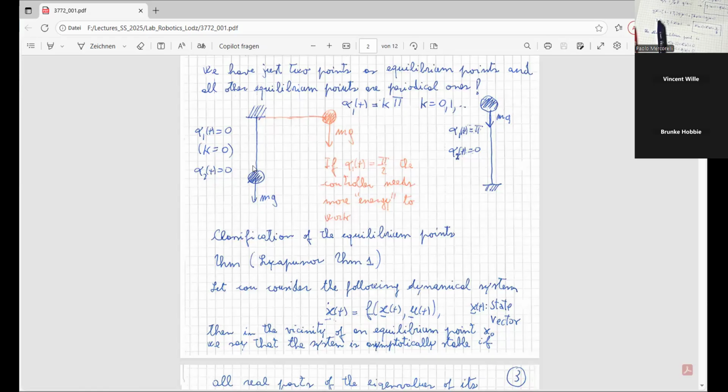Now, the analysis of the equilibrium points, which we can understand from this example in nonlinear systems, is extremely important. It's clear that controlling the pendulum in this position is easier than in this other position, because this system is by nature asymptotically stable. This means I cannot do basically anything to achieve this point.